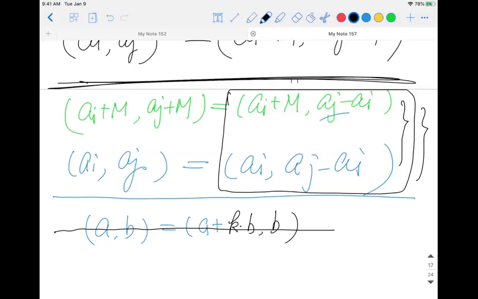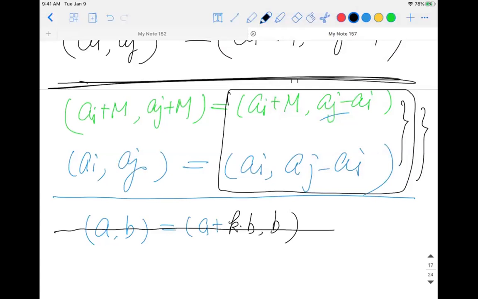I need to find infinitely many m's. One m is not good enough. I need to find millions of m's. M must be determined by using AI and AJ. Still remember? This is what I mentioned from day one. AI, M. AJ?